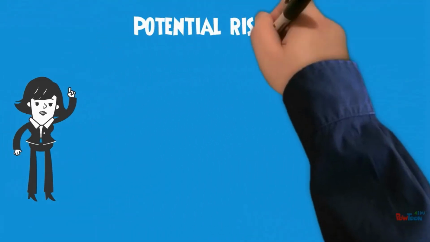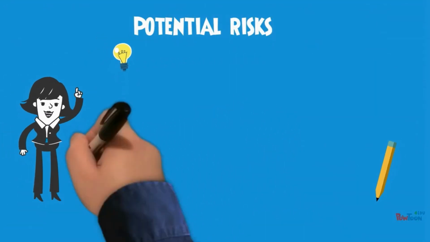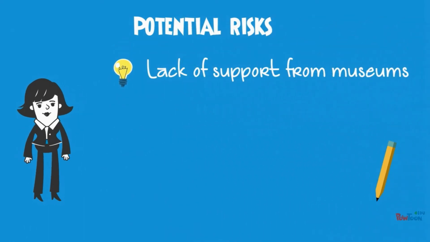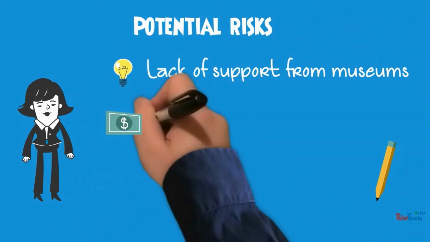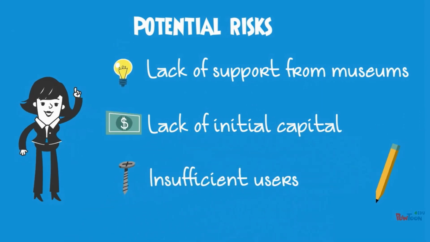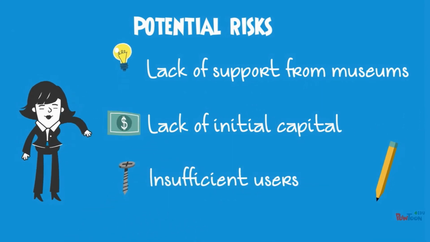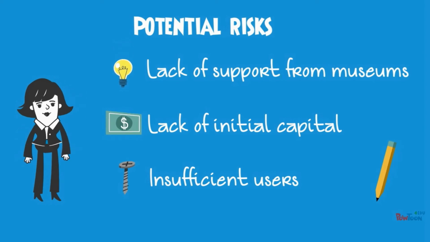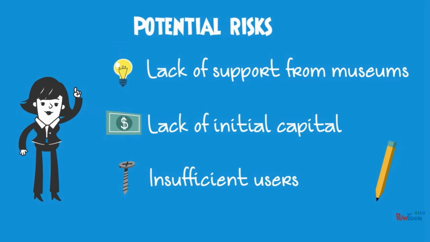There are also some potential risks. Firstly, the museums may not be willing to support Mulook at the first stage. Secondly, the initial capital may not be sufficient. Thirdly, there may not be enough users when the app is in its early stages. But we have set up strategies focusing on mitigating these risks.